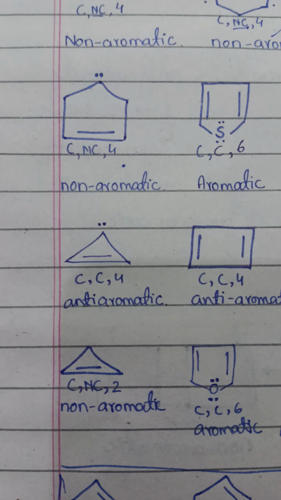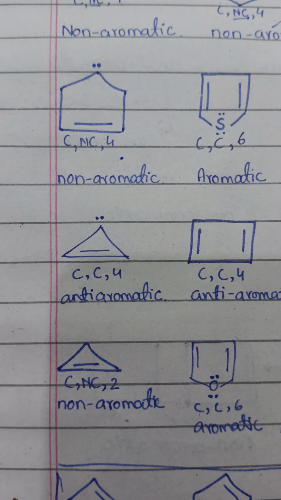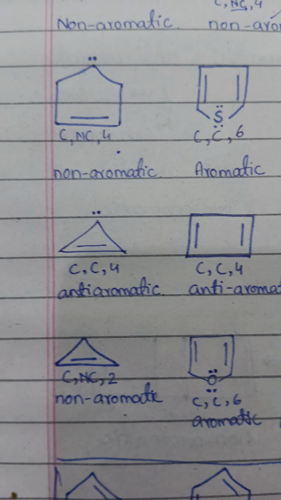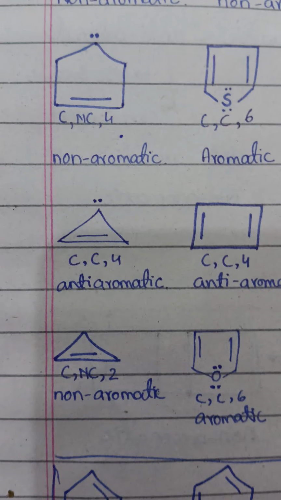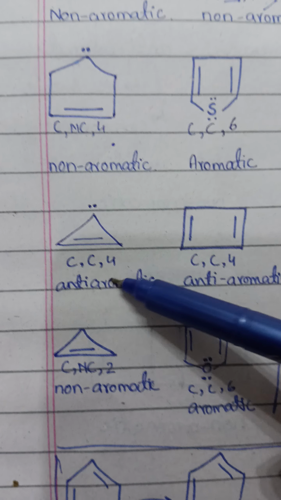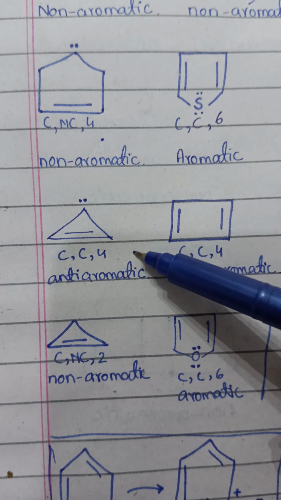In this structure you see that it is cyclic and it is conjugated because it has the distribution pi, sigma, lone pair, sigma, pi, and it has 4 pi electrons, 1, 2, and 3, 4. So therefore a compound with conjugation and 4 electrons is considered as anti-aromatic.